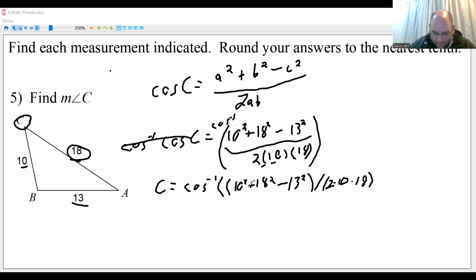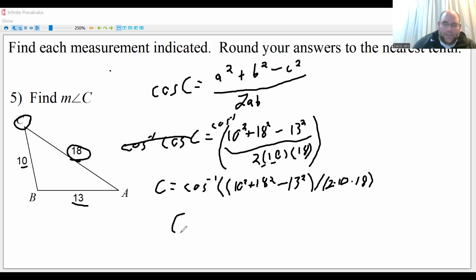So when you plug that in, I would open that 10 squared plus 18 squared minus 13 squared, close the first one, divide by 2 times 10 times 18. Close that one. Make sure you open the parenthesis on the bottom as well. If you want to close the whole thing, you can. It doesn't actually matter that much.